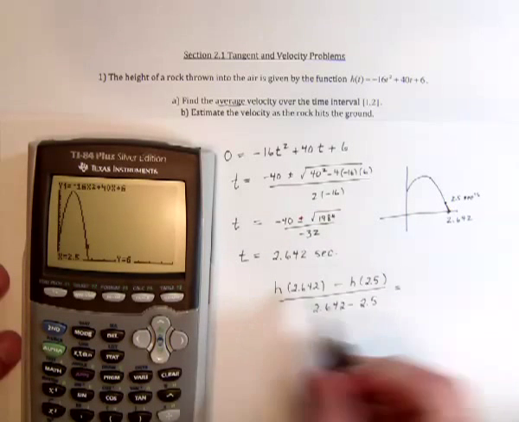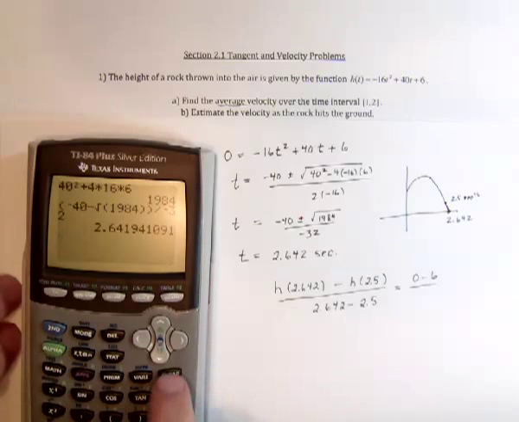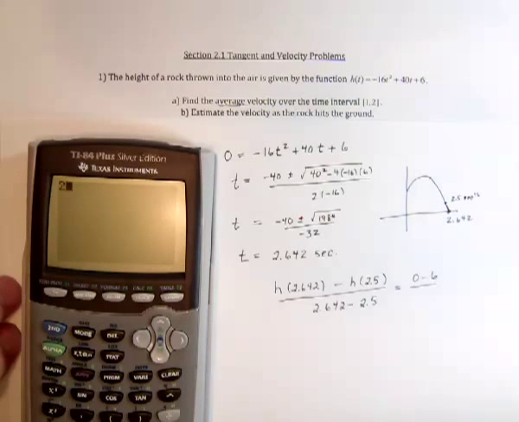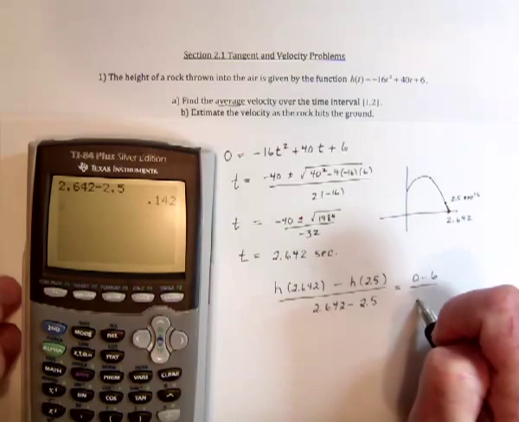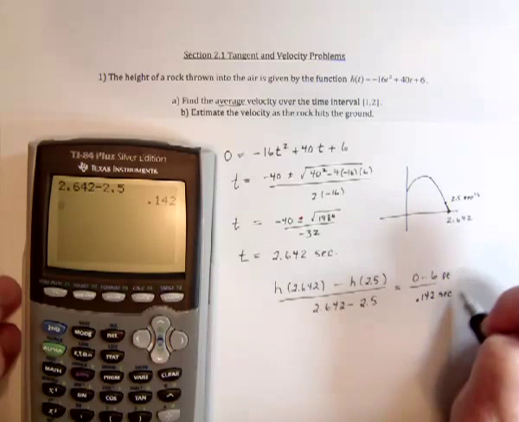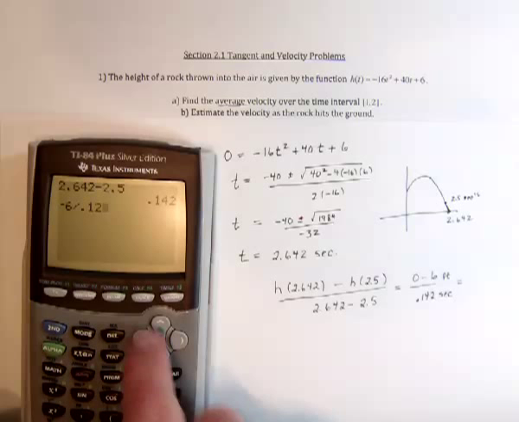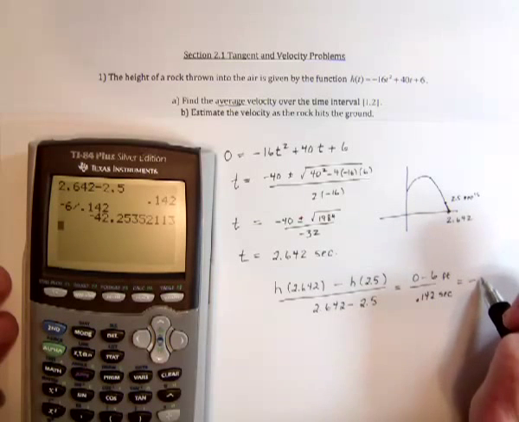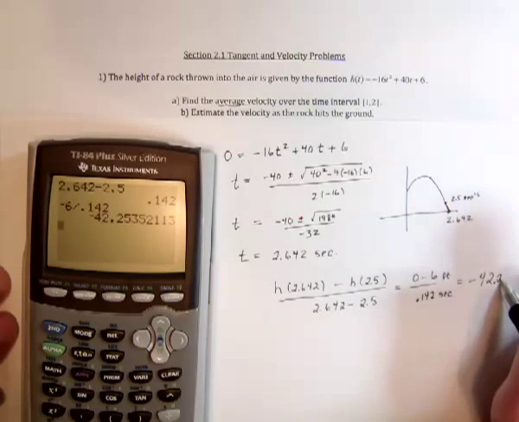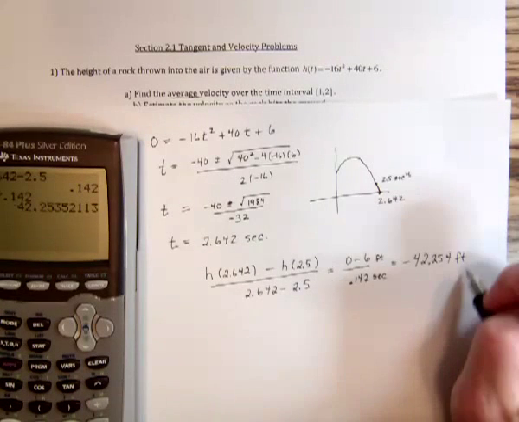So we would have 0 minus 6, and then subtracting 2.642 and 2.5 is the result of 0.142. So this is in feet and this is in seconds. And so if we divide them, negative 6 divided by 0.142, we get about negative 42.254 feet per second.